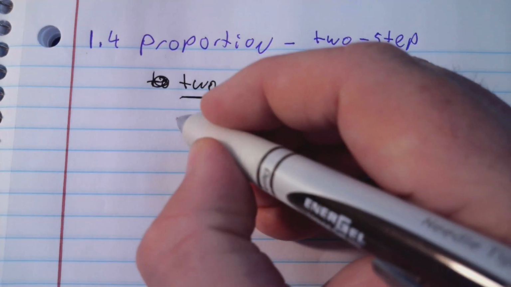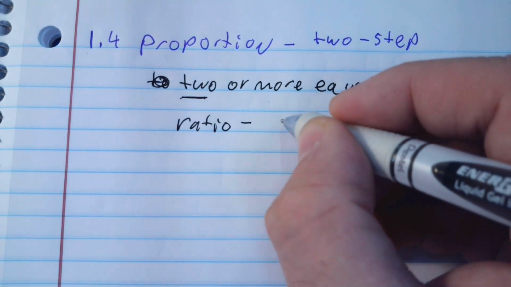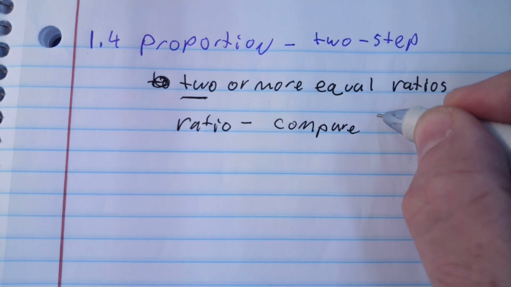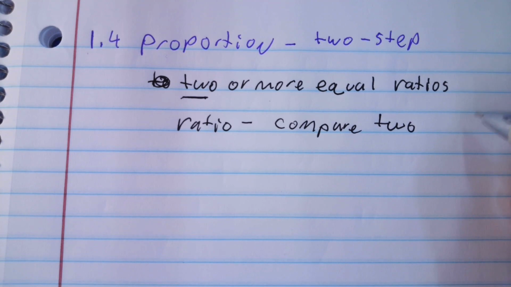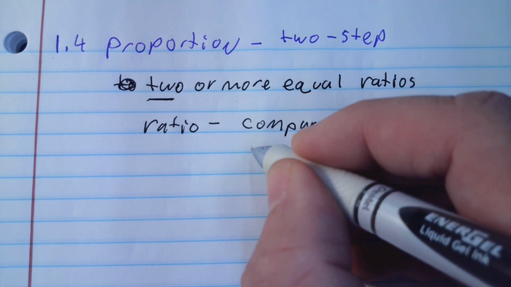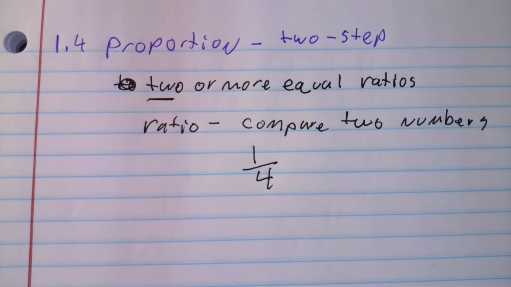Okay, a ratio is when you compare two or more numbers. But for our purposes, we're going to compare two numbers. An example of a ratio that we use in math is like this. Okay, so a ratio and a fraction in math are basically the same thing.